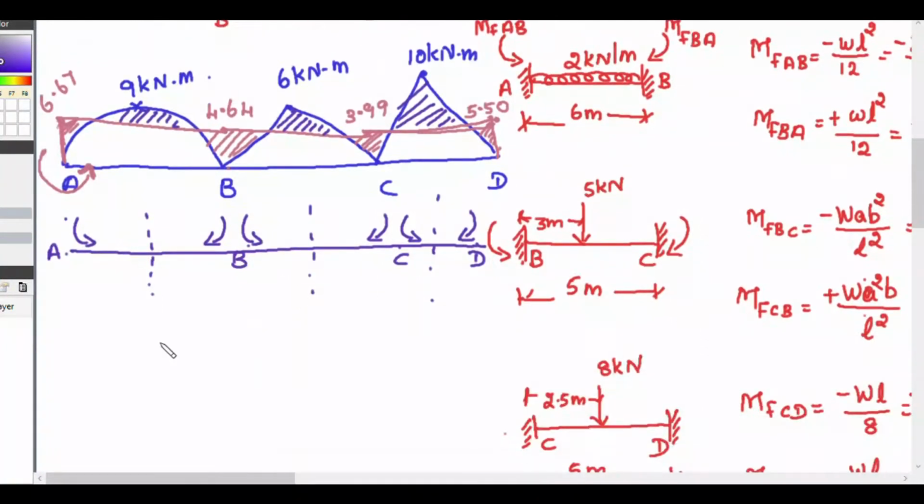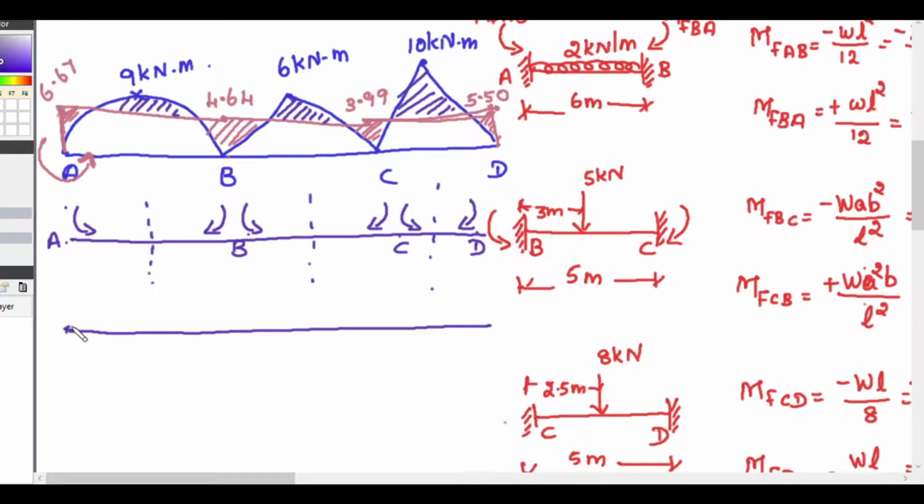Now, how will we draw the bending moment and deflection diagram? From this point we have a hogging. From this to this point we have a sagging. Now from this to this point, between B, this is support B, we have a hogging, and from this point to this point we have a sagging. Again from this to this point we have a hogging. Then from this to this point we have a sagging, and then we have a small hogging. So this is our deflection diagram. This is our bending moment diagram. This is our deflection diagram.